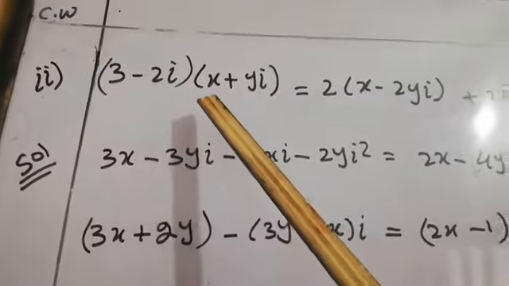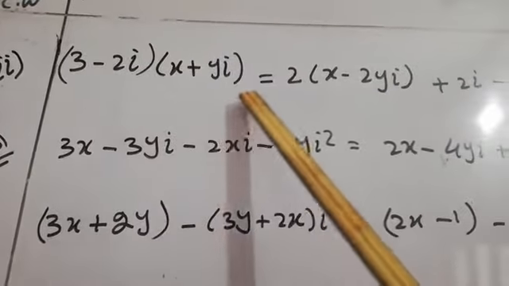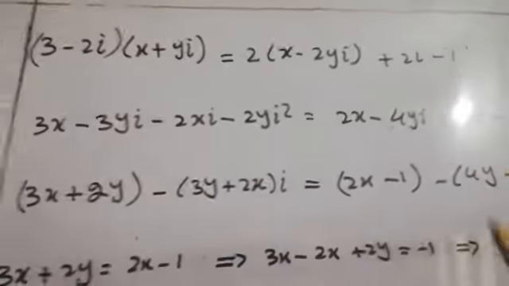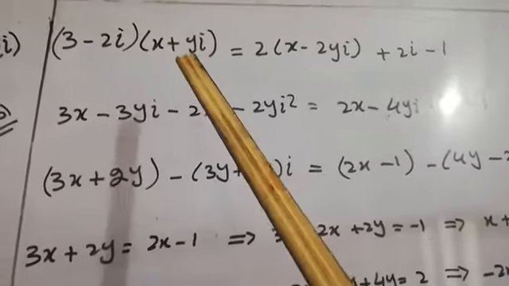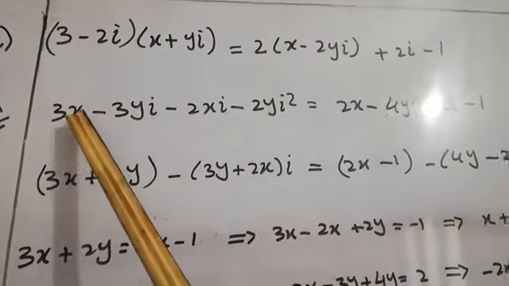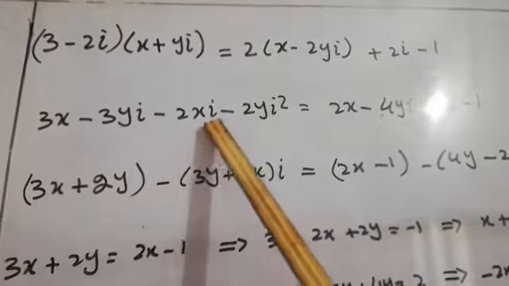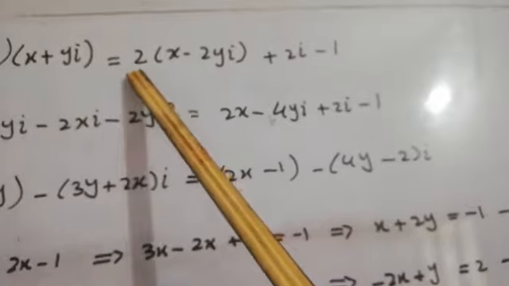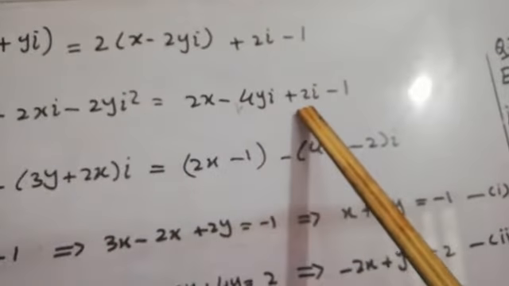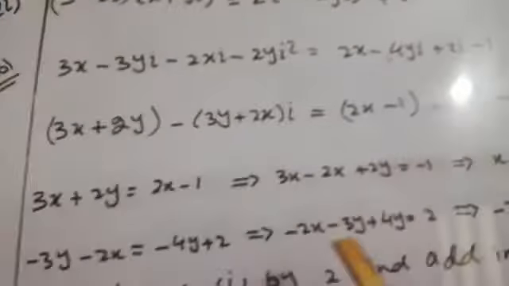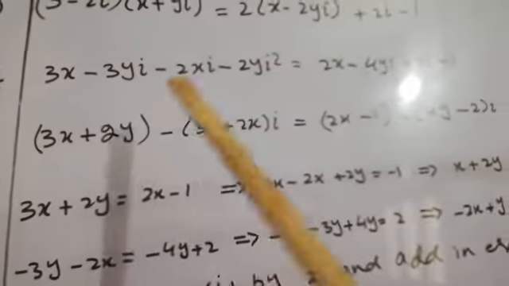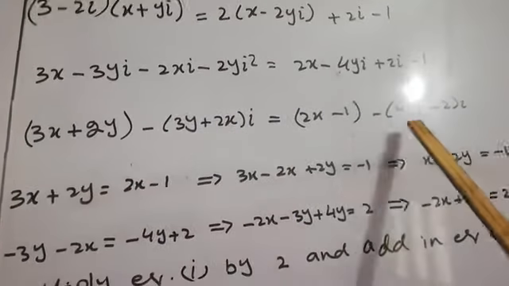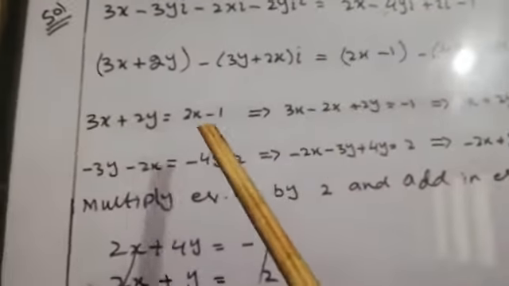3 minus 2 iota into x plus y iota is equal to 2 into x minus 2y iota plus 2 iota minus 1. First of all, we will take the product of these two values like the previous one, and we get 3x minus 3y iota minus 2x iota minus 2y iota squared, and we will multiply this bracket with 2x minus 4y iota plus 2 iota minus 1, written as it is. Now my dear students, we will take the values of the real and the imaginary parts separately here, and then we will compare.